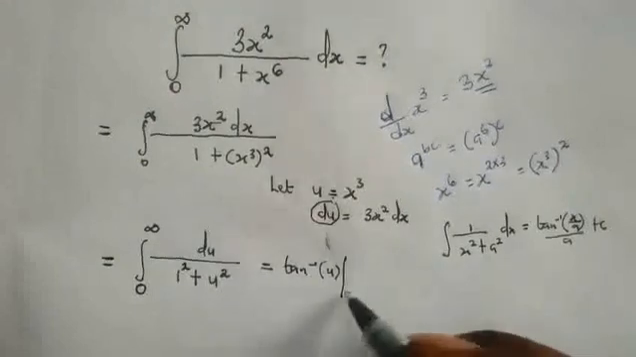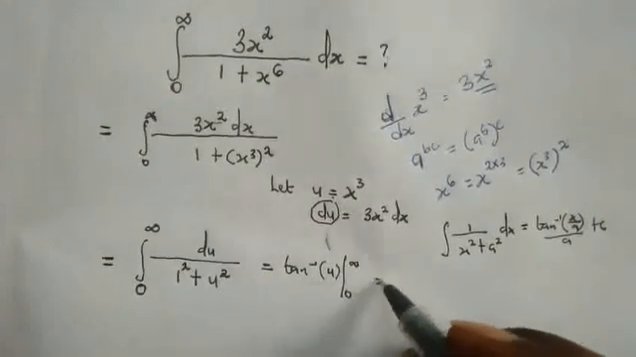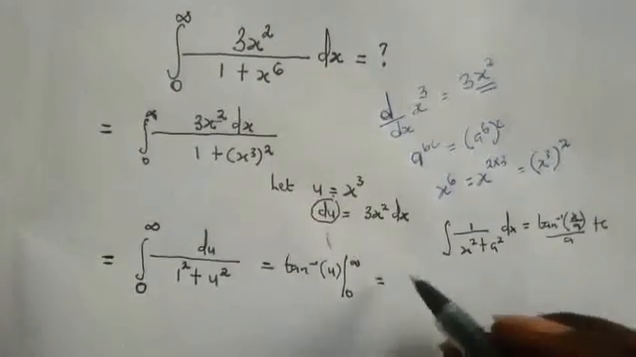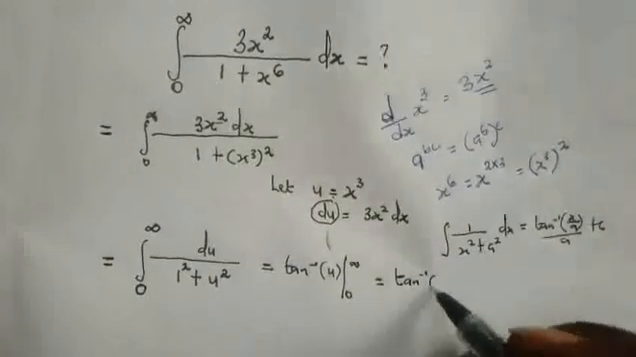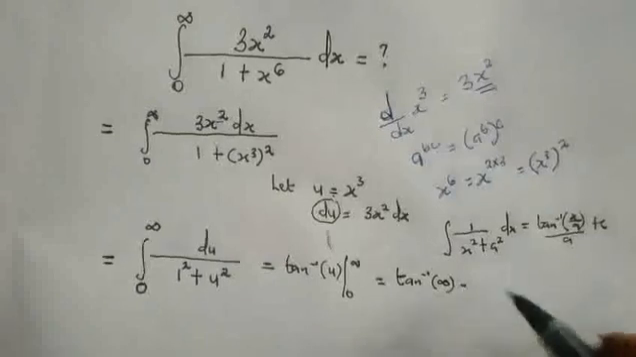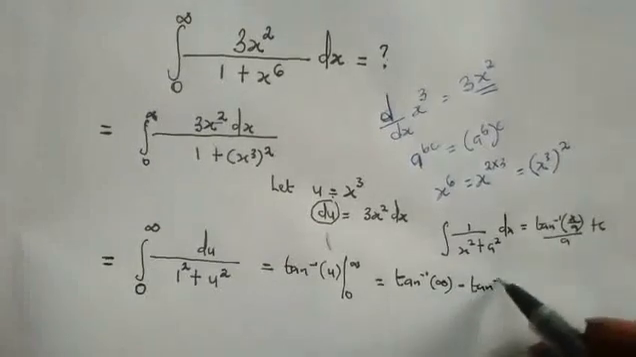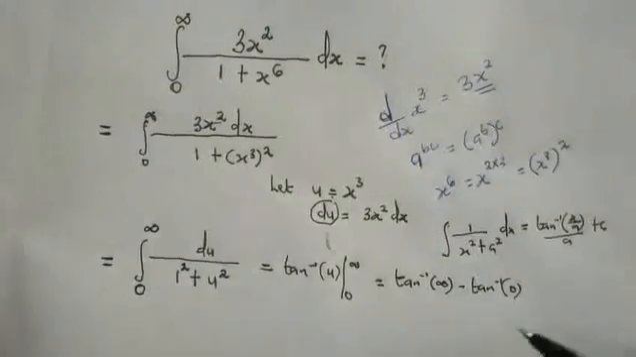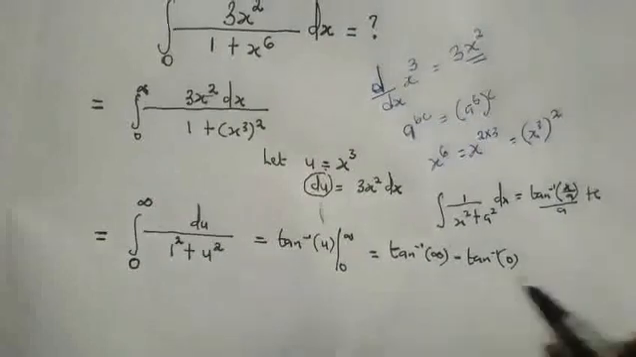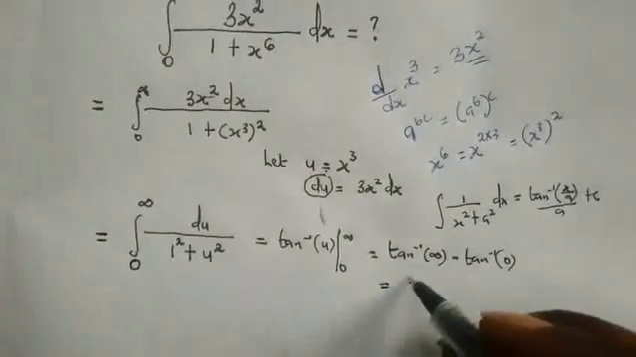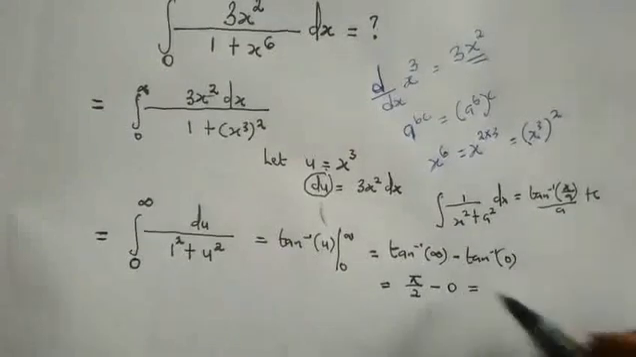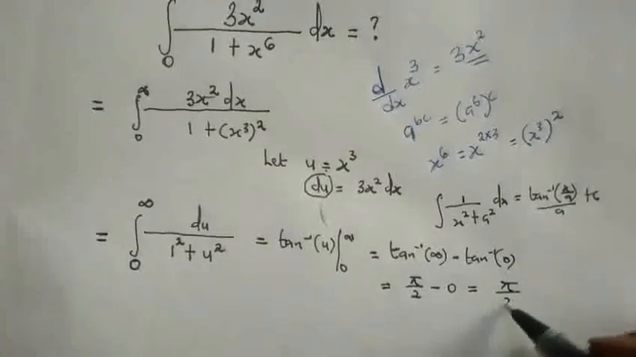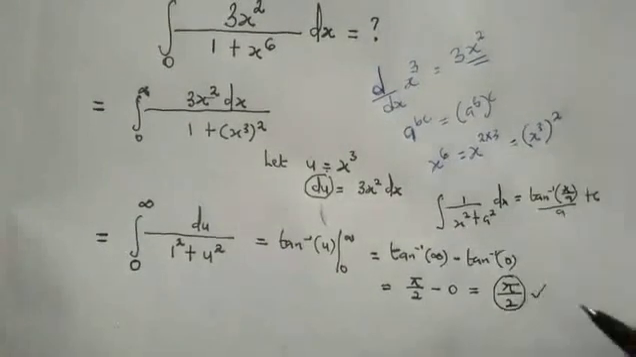Remember the limit is going from 0 to infinity. Now this is equal to inputting the boundaries, so we have tan inverse of the upper limit first, infinity, minus the tan inverse of the lower limit, 0, right? Okay, don't forget that the tan inverse of infinity is pi over 2, minus the tan inverse of 0, which is 0, and this gives pi over 2, and that's the right answer.